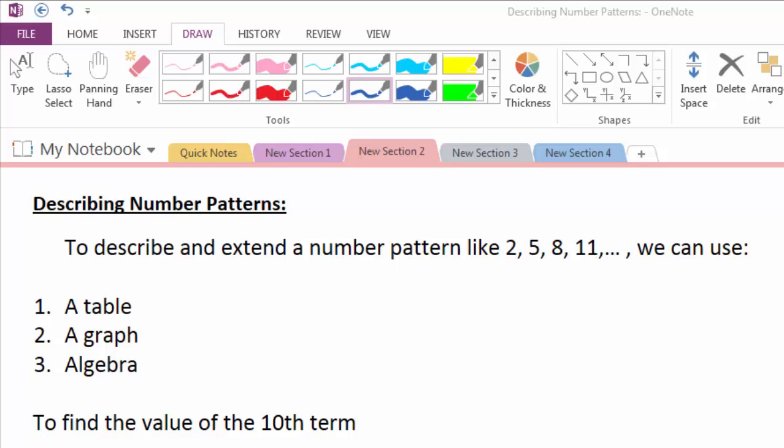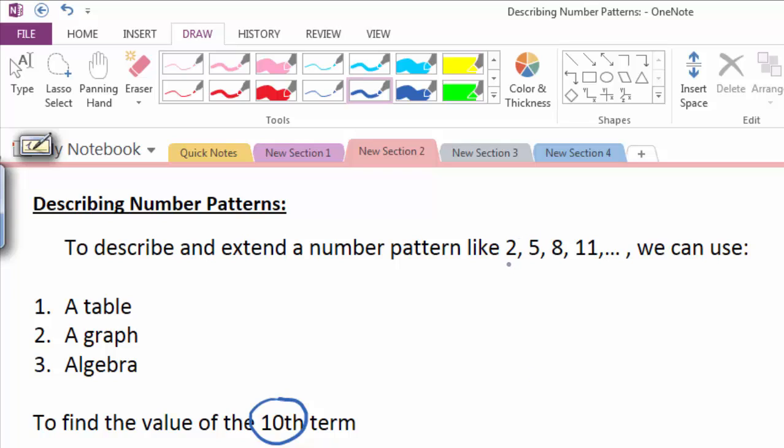So the question is what? I have a pattern 2, 5, 8, 11, and the question is how can we find the value of the 10th term? So this is the question. The 10th term. How can we find the value? First of all, what is the meaning of 10th term?